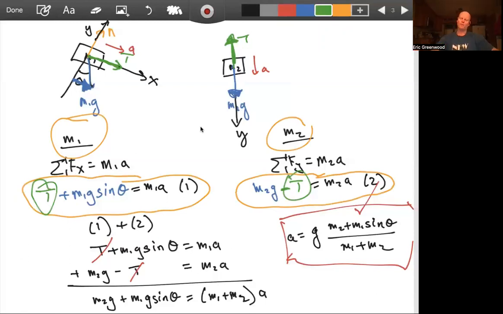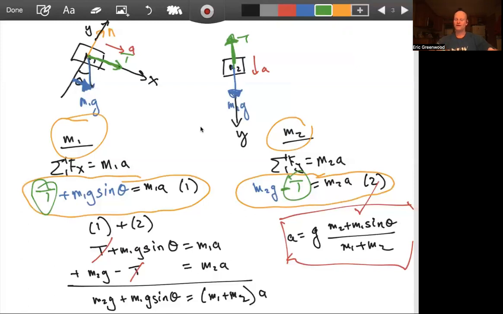But again, if we think about it, M1 doesn't care what's pulling on it. All M1 cares is that it feels the tension force, which is coming from somewhere. It just feels that force. It doesn't care what's actually causing that force. It doesn't care if it's the mass M2 falling, or if it's me pulling on it, or if it's connected to a belt. It doesn't matter. All M1 cares about is that it feels a tension.